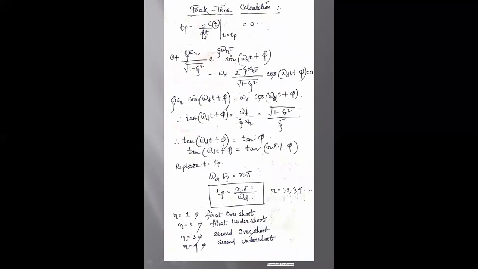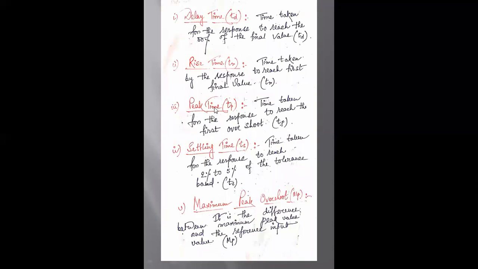So peak time calculation, Tp. Going to the definition, peak time means the time taken for the response to reach the first overshoot. That means the first order derivative of the output, with respect to t, dc(t)/dt at t equal to Tp, will be 0. If I put those values and do the first order derivative of c(t), we get that particular equation: zeta omega n sin(omega d t plus phi) equal to omega d cos(omega d t plus phi).